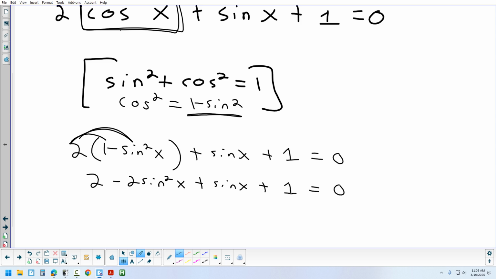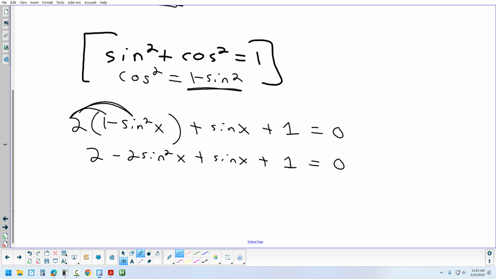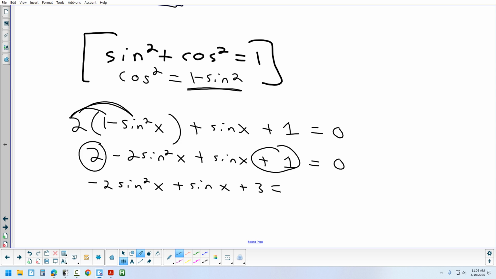So let's rewrite that how you would write a quadratic. You'd put the squared term first, you would put the term that's not squared second, and you would put the constant last. What's 2 plus 1? We can combine that together. 3. And that's your first step: get it all in terms of sine.